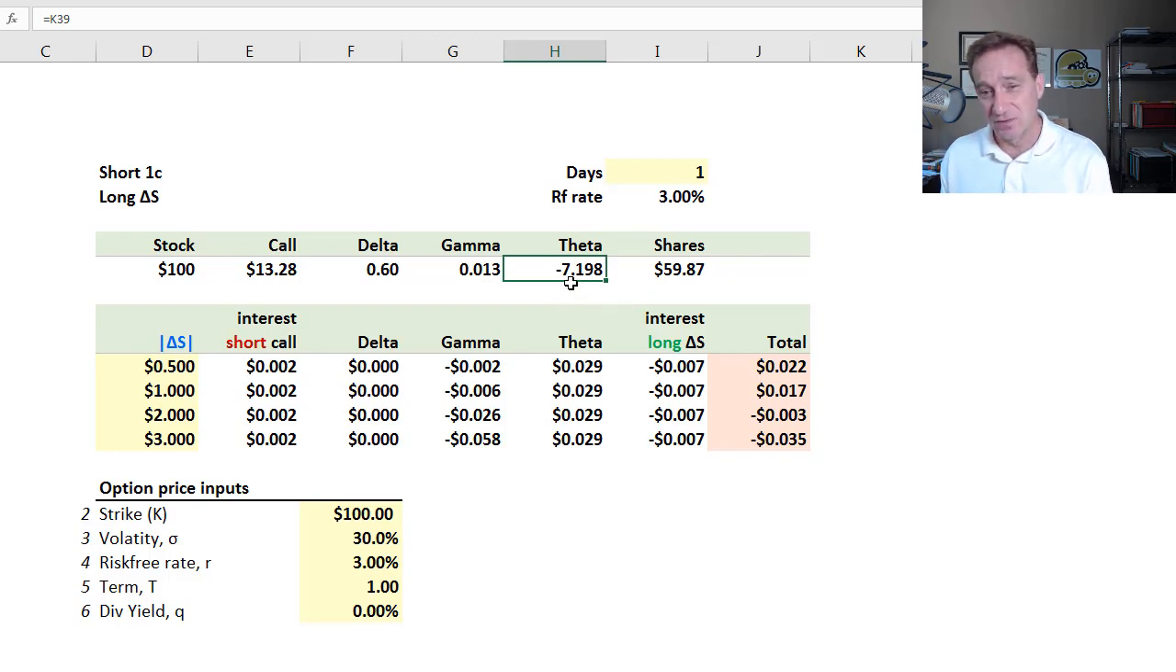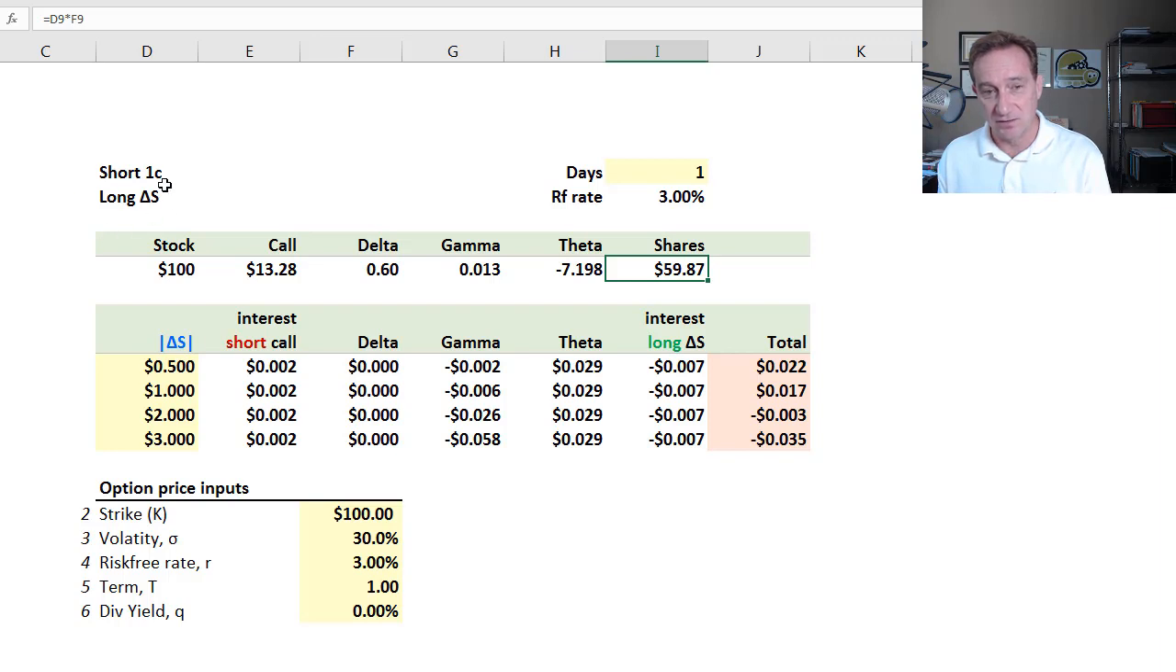This represents, as a raw number, -$7 in option value per 1 year. So it's too large realistically. We need to divide it by 250 days to get the time decay per trading day. But as a percentage number, it's negative, because whoever is long the call option, time decay is working against them and creating a loss.